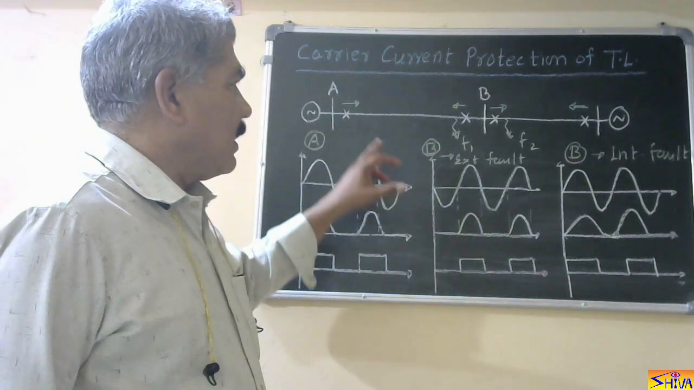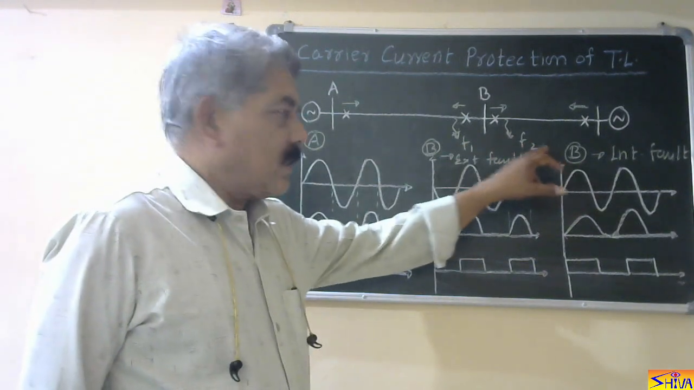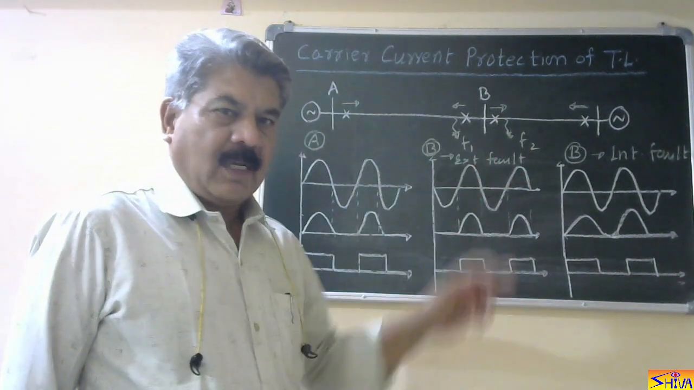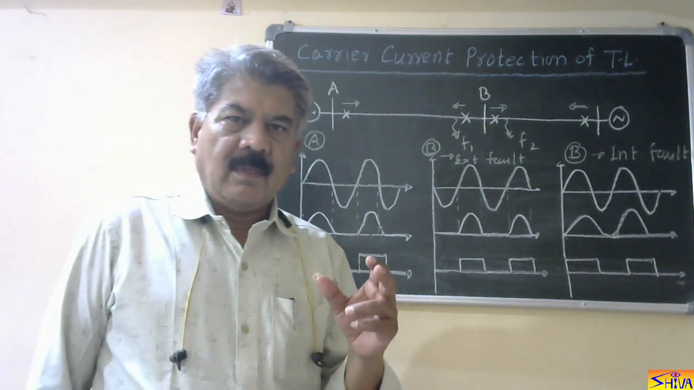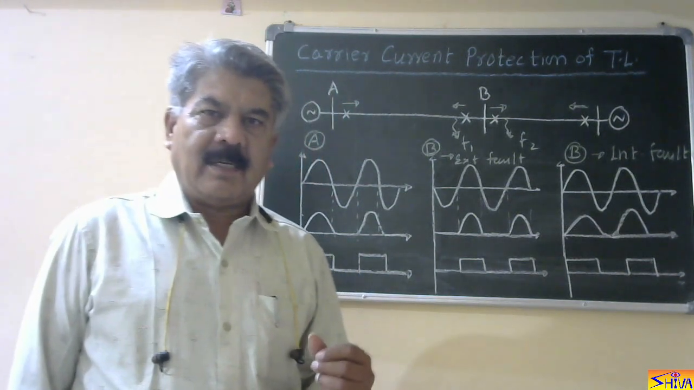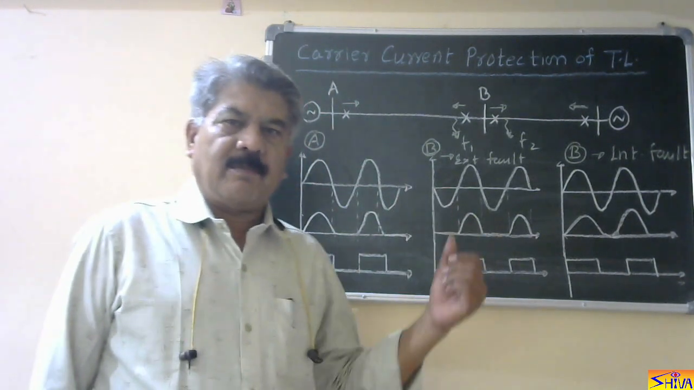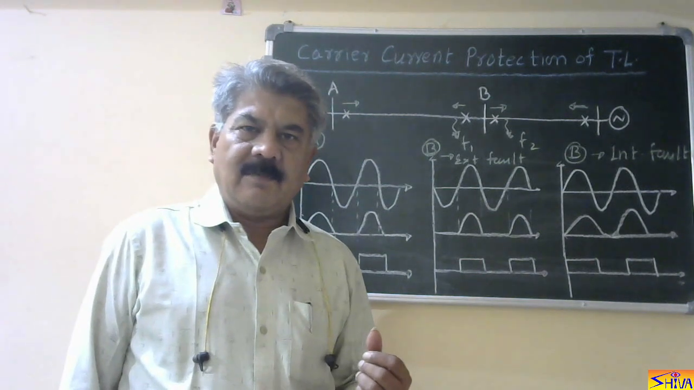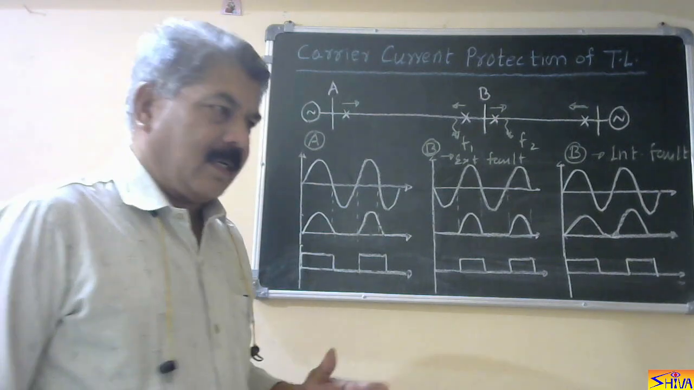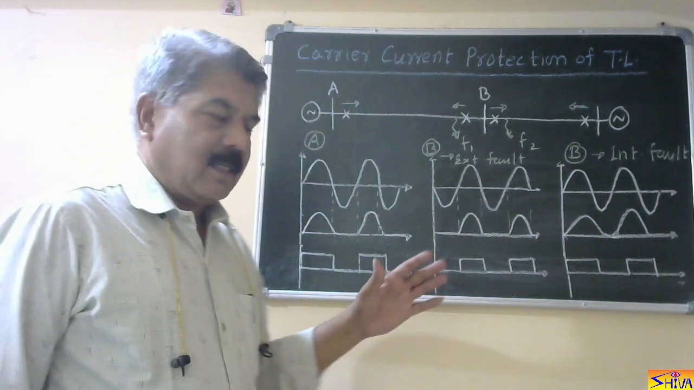Now let us consider these two line sections. This is an interconnected line having sources at both the ends. Now this carrier current protection is based on the phase comparison method, and this scheme is employed for extra high voltage lines, that is EHV lines. Now let us see what is this phase comparison method or phase comparison principle.